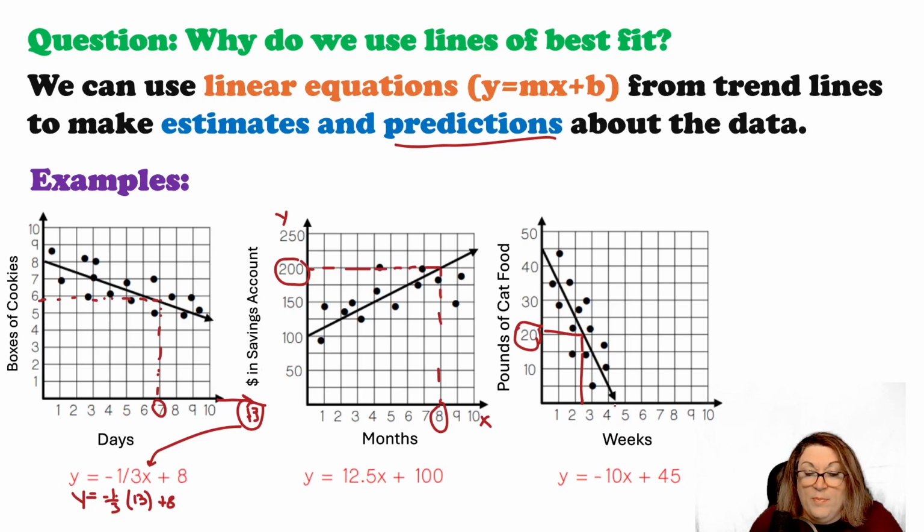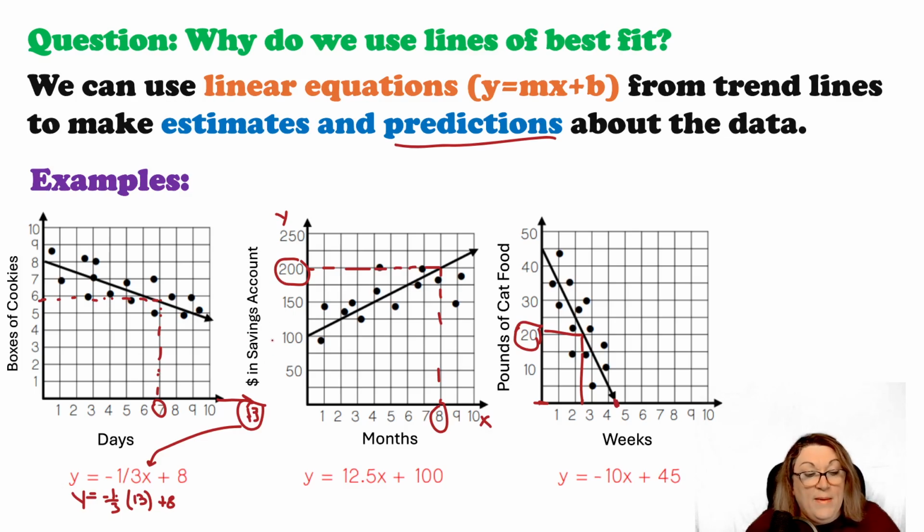Because once you hit 0 pounds of cat food, there's not going to be any more. And you're hitting 0 right here at 4.5 weeks. It's right here at the 0 marker. So making a prediction for negative amounts of cat food is probably not a good thing to do.